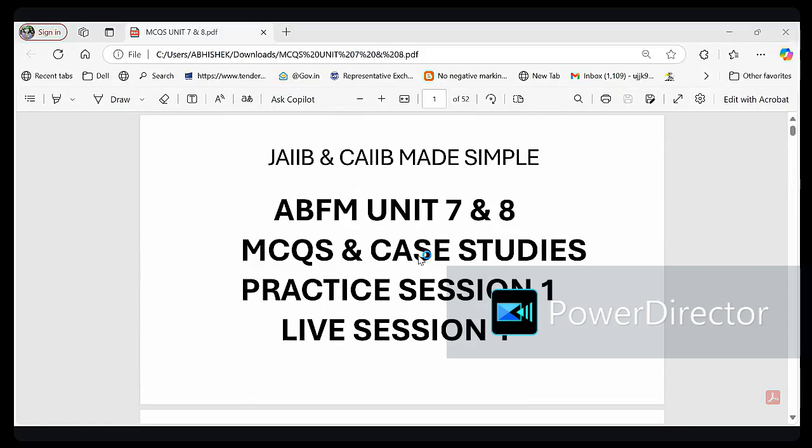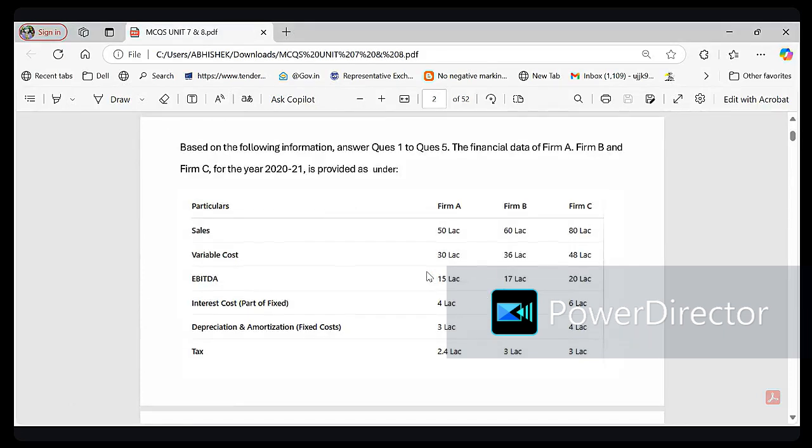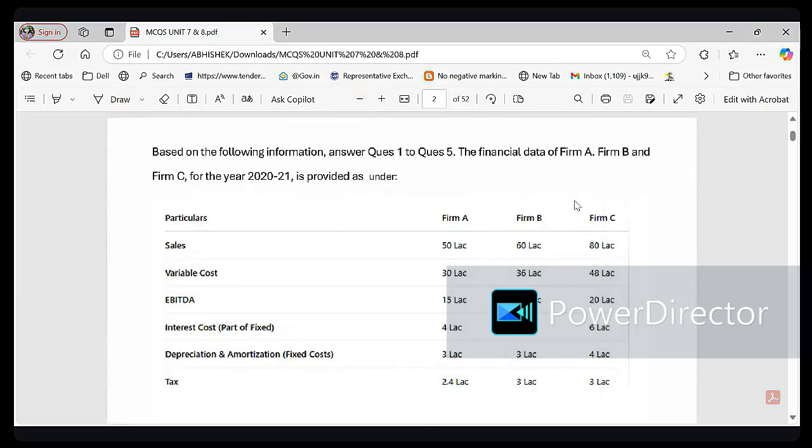Calculator with you. We are doing some important numericals based on Unit 7 and Unit 8. Let's start with the first case study that we have. This case study I have taken exactly from the December examination. This is a set of 5 questions, and let me explain what the question is all about.